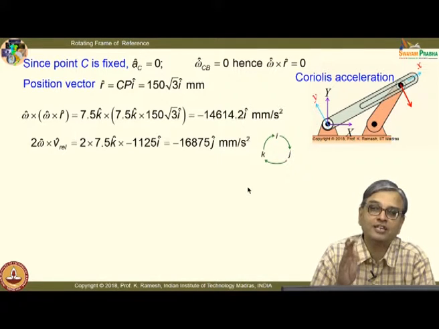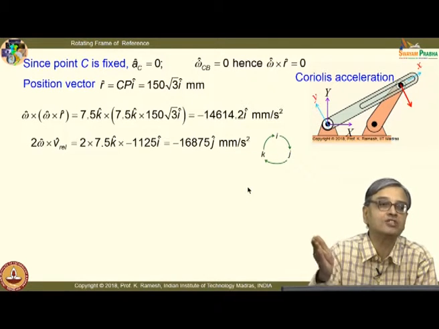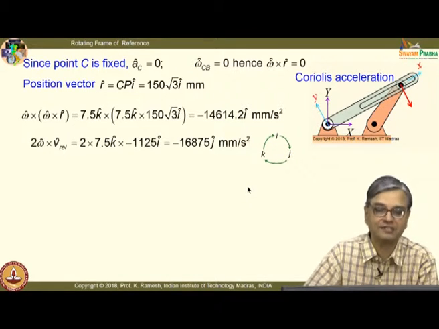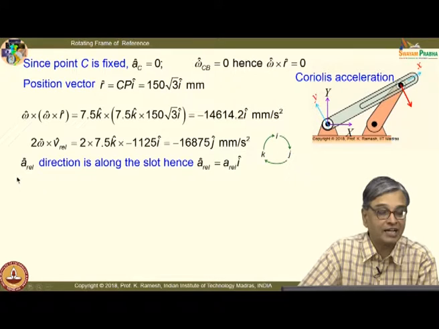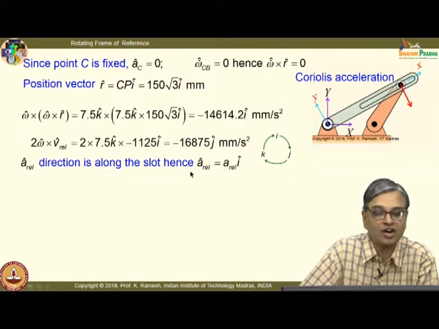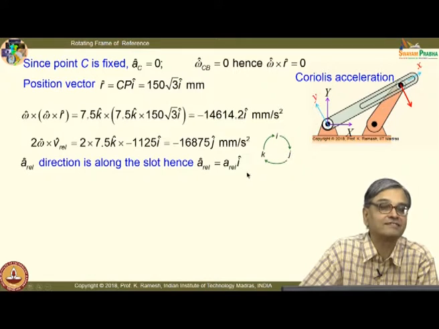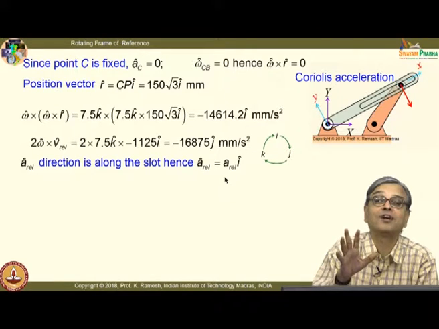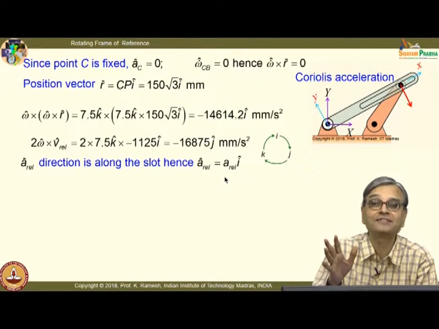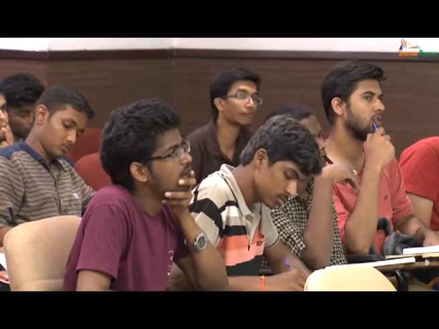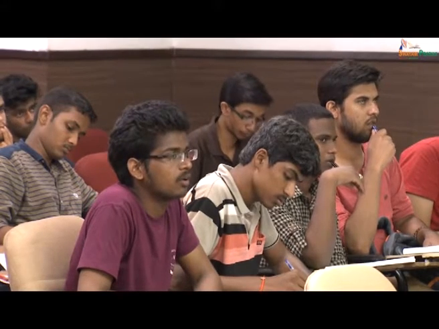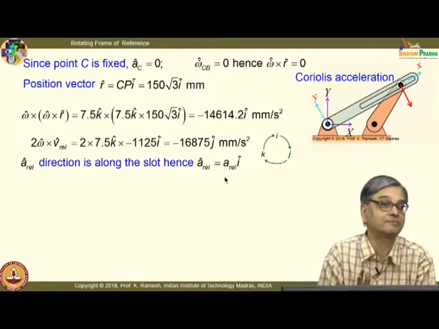See, I said when you are sitting on a rotating frame of reference, I would see the particle move along the slot. Fine. So, what you will have to recognize here is A rel direction is along the slot and hence A rel equal to A rel i. It is a very, very important statement. You should not confuse it with the absolute acceleration of point A, then you will not be able to write it. You have a long expression which contains several terms. You are only looking at a term, what a rotating observer will observe.